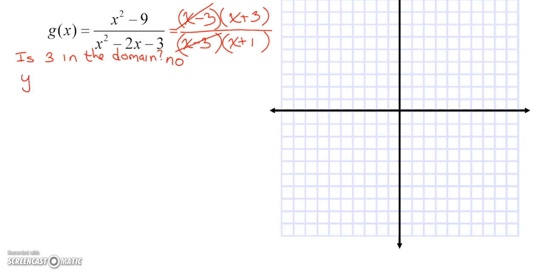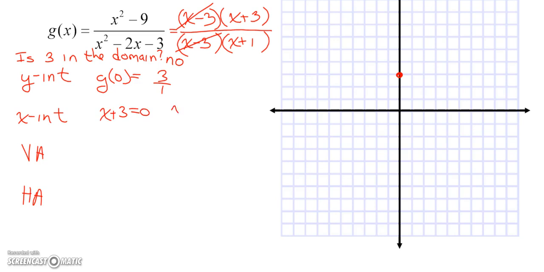We're going to go through and find our four pieces: the y-intercept, the x-intercept, the vertical asymptote, and the horizontal asymptote. Starting with the y-intercept, you get that by doing g of 0, substituting 0 in for x, 3 over 1. Our y-intercept is 3. Our x-intercept, you get that by setting the numerator, the top, equal to 0. Without too much work, you get x equals negative 3.